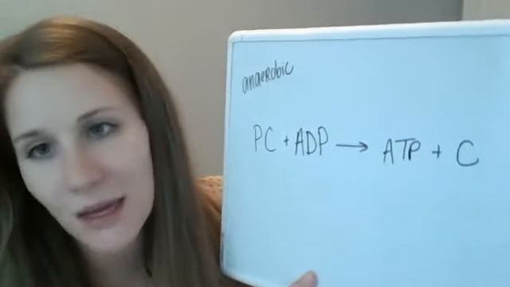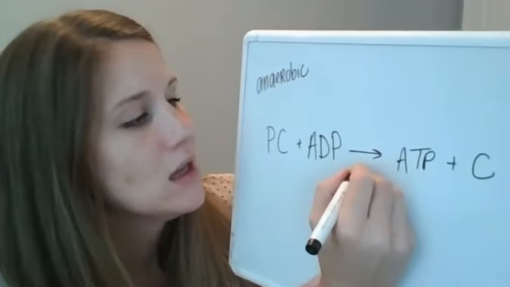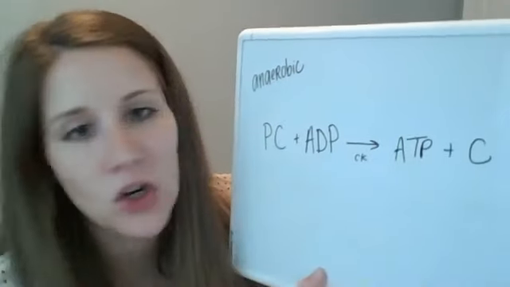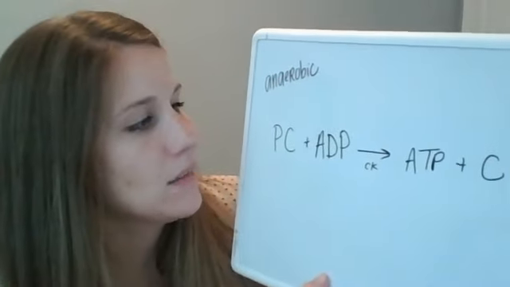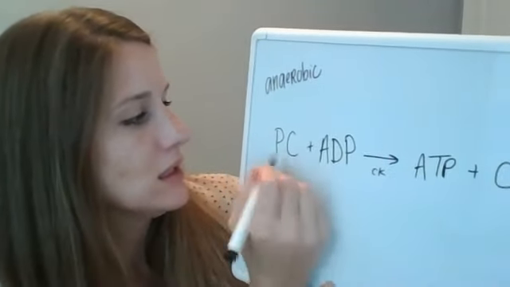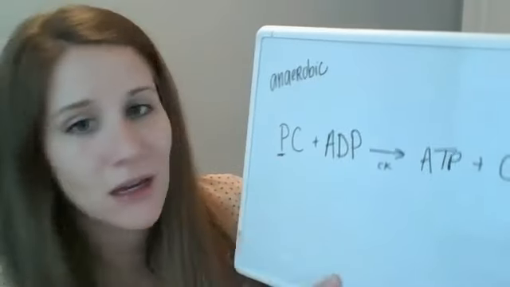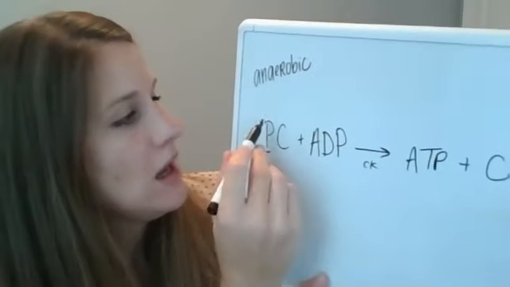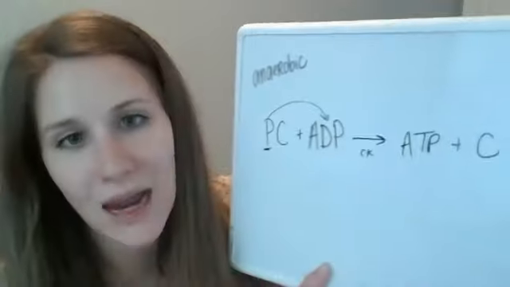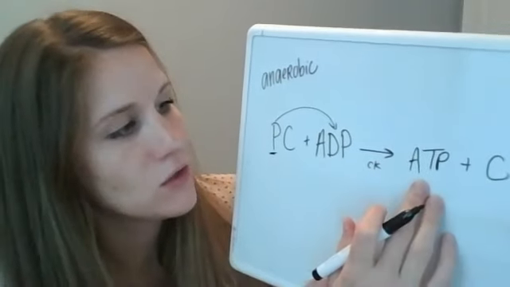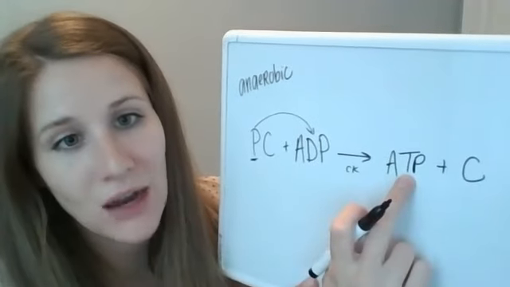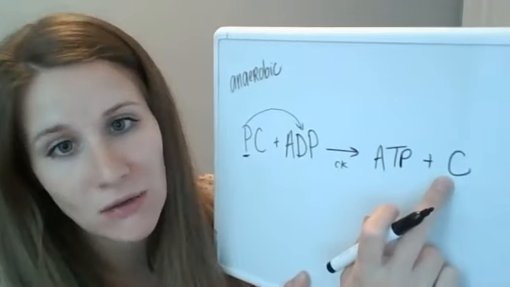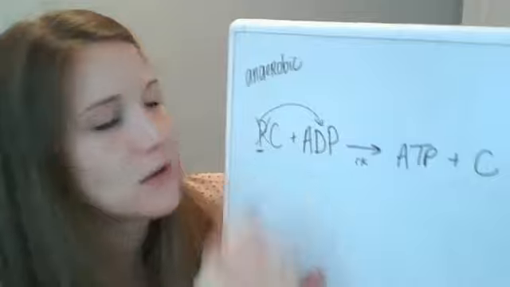So what happens is we have an enzyme that comes in. The enzyme is CK, or creatine kinase. Creatine kinase is essentially going to steal this phosphate from phosphocreatine and donate it to our ADP. As a result, we go from adenosine diphosphate to adenosine triphosphate, and we're just left with the creatine because we stole this phosphate from it.